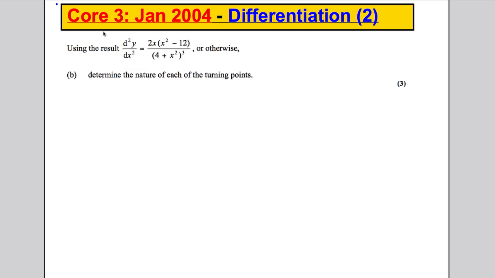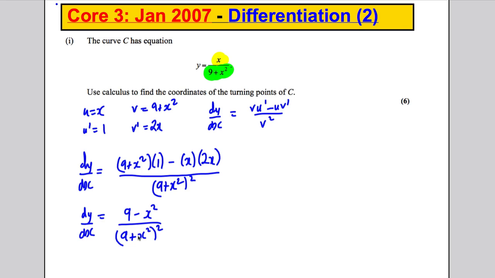And next part, we're using this result here to determine the nature of the stationary points. Hold on, just 1 second, we haven't calculated the stationary points. To do that, we're solving when this is 0. Multiply both sides by 9 plus x squared all squared. We get 9 minus x squared is 0. So you would get 9 is equal to x squared, adding x squared to both sides. So x is 3 or x is negative 3.